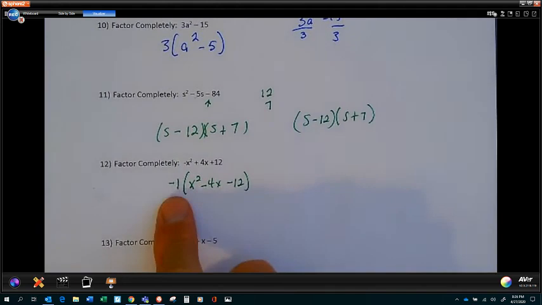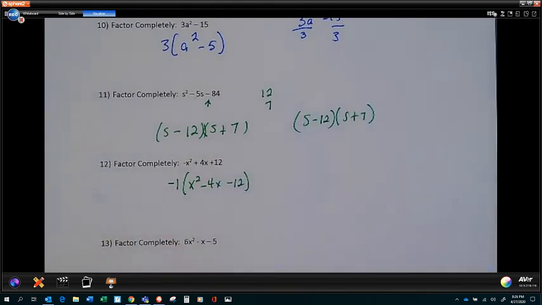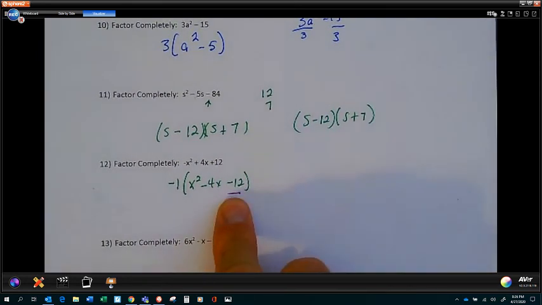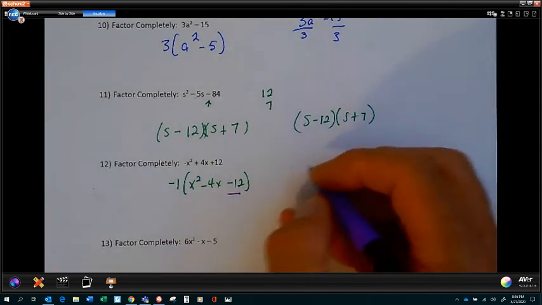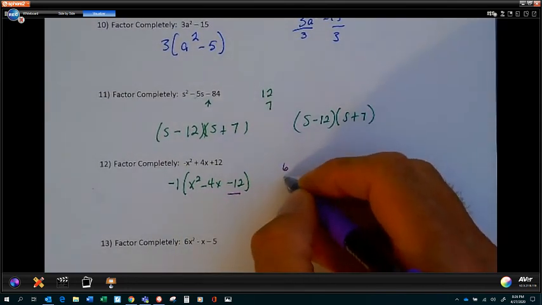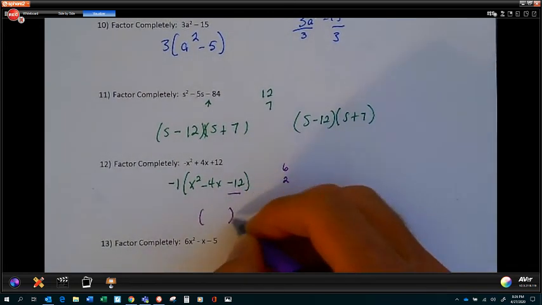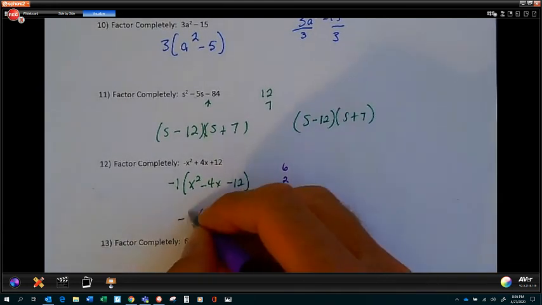So now ignoring this, we're just going to look at this part and say, what are factors of 12? Again, we have a negative c, factors of 12 that have a difference of 4. If we list all our factors out, we can come up with 6 and 2. 6 times 2 is 12, and 6 minus 2 is 4. So those are our factors, and we can't forget our negative 1 out here.